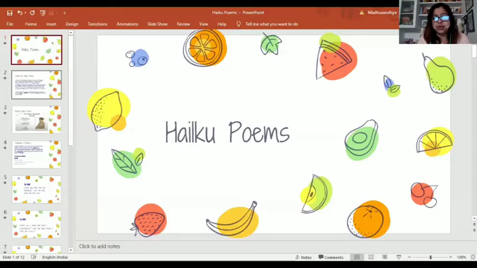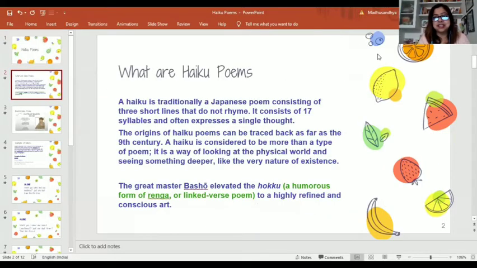Also, let us have a look at the modern haikus that have been written, and we will try to create our own haiku by the end of this class. So let's begin. I'm going to now share my screen and show you a small presentation about how haiku came into being. These, as I said, are traditionally Japanese poems.